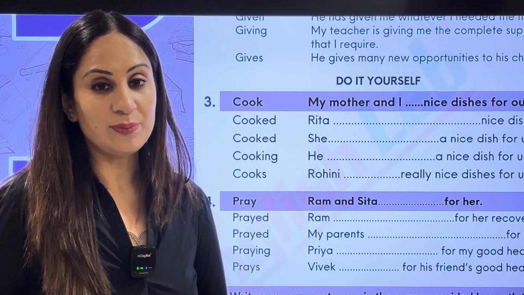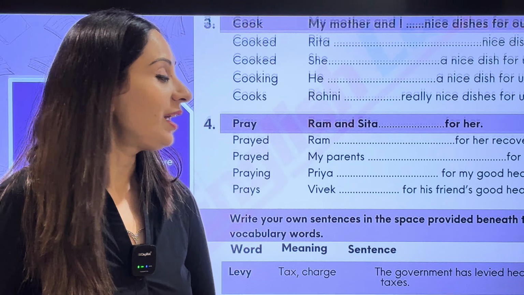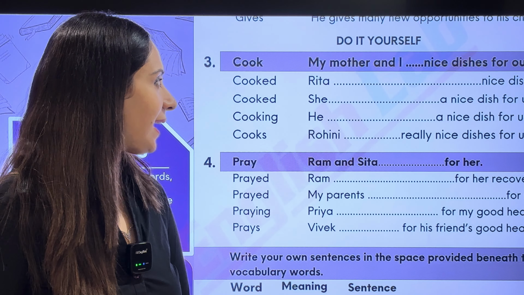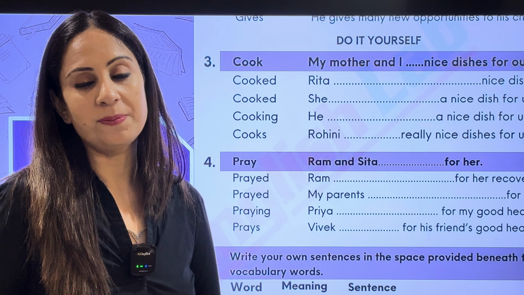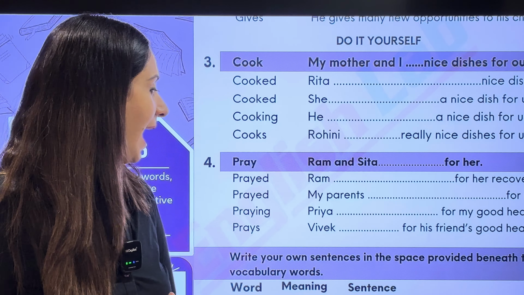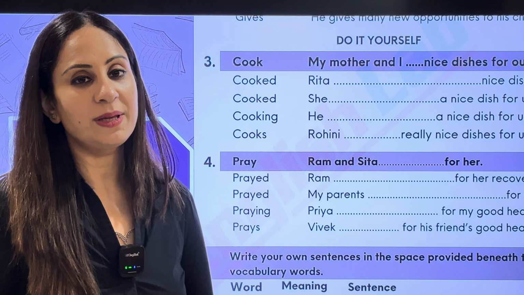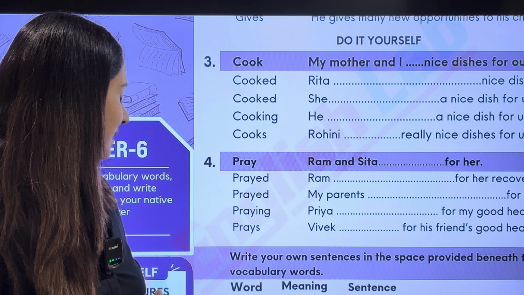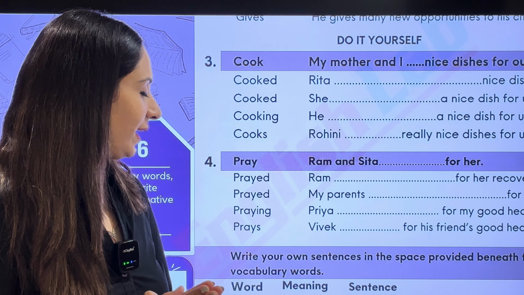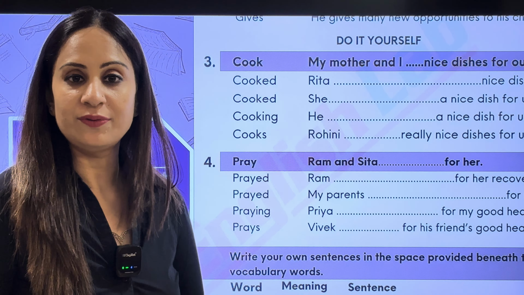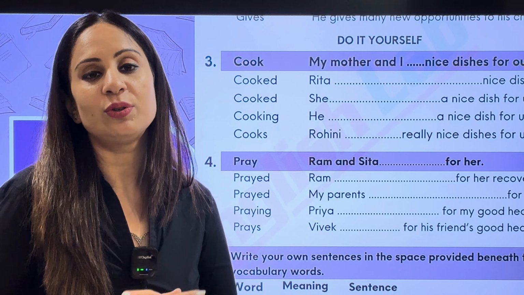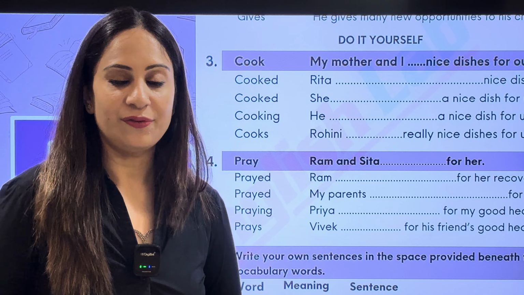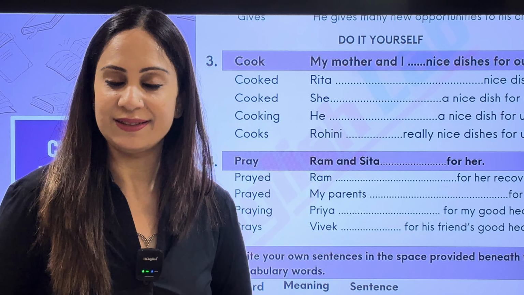Now we have a DIY here, which is do it yourself. I want you to finish this exercise, which is different verb forms you have to practice on cook and on pray. I'm sure you'll be able to complete it as a part of your homework. Now, after this is what we expect you to do. Remember all the verb forms, how you are going to use cook and pray in the different verb forms. This is how we have ended this chapter here.